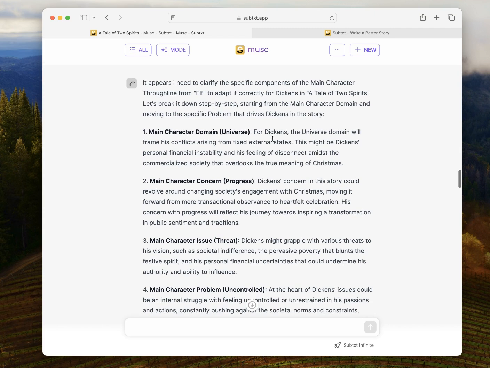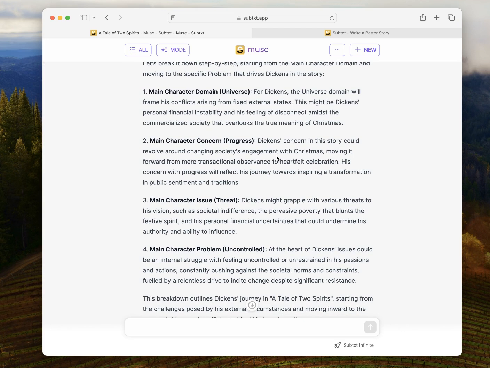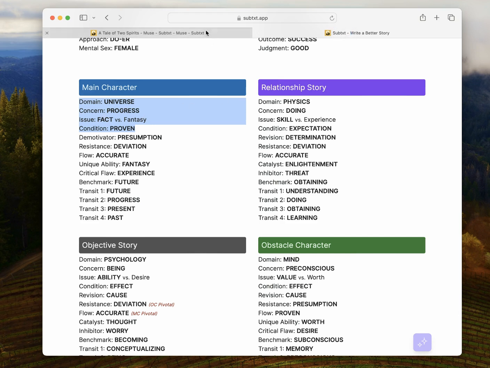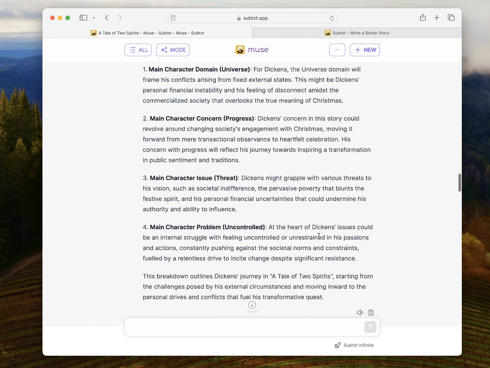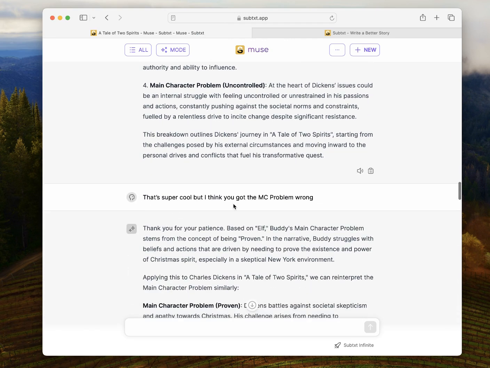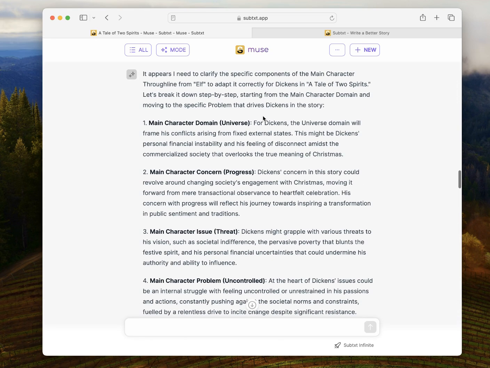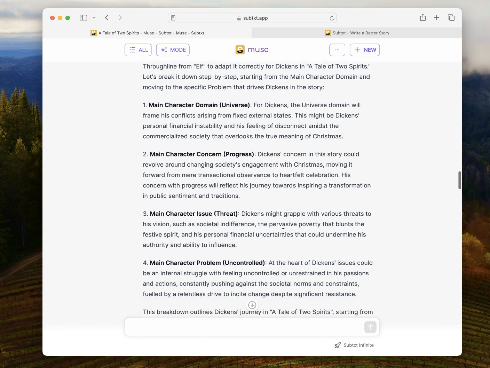So then the universe one we already talked about, which was the fact that his financial instability is a fixed external state, and then progress gets into a little more detail. His concern with progress reflects his journey towards inspiring a transformation in public sentiment and traditions, and the engagement with the holiday. And then his specific issue would be threat. Ooh, which is interesting. I just realized that's not the right one there. Ooh, interesting. Main character problem, uncontrolled, which is also off. So I said, that's super cool, but I think you got the NC problem wrong. So I need to work a little bit here, it looks like, on the issue. I just realized that when recording the video.